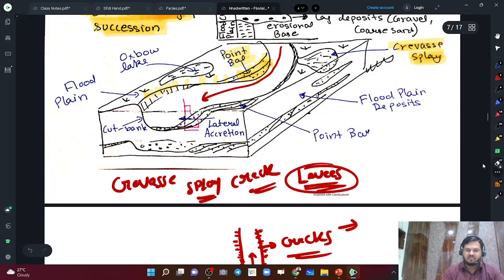So this black sign is of mud, right? Then we are getting lateral accretion. You understand what is lateral accretion also, right? And these are cut banks. Cut banks are the bigger curvature, right? So you understand all the keywords, right?